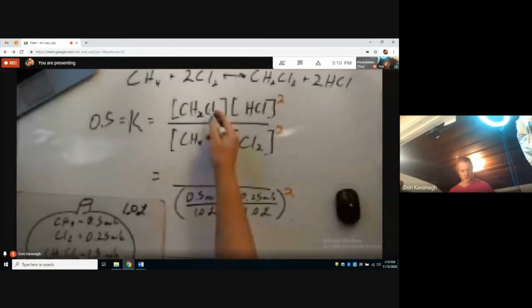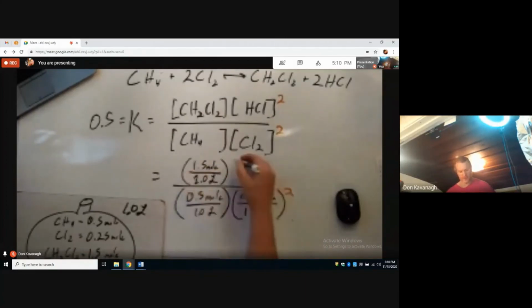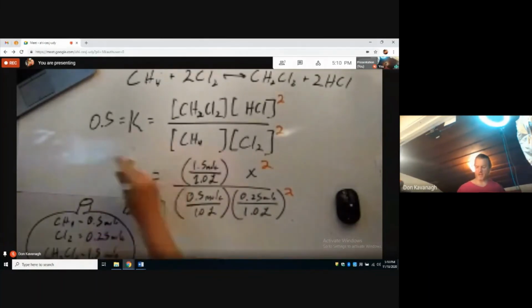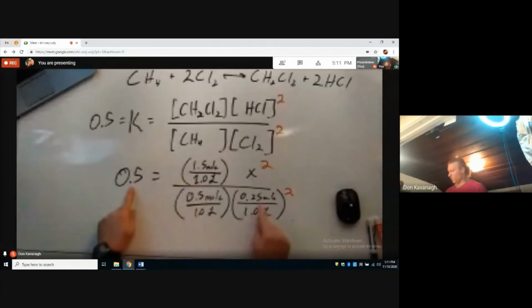For CH2Cl2, for dichloromethane, we have 1.5 moles divided by the volume. And for HCl, well, that's what we're trying to find. And the squared comes down. We know the value for K, 0.5. I hope you can see here now that we know all of these terms except for one.